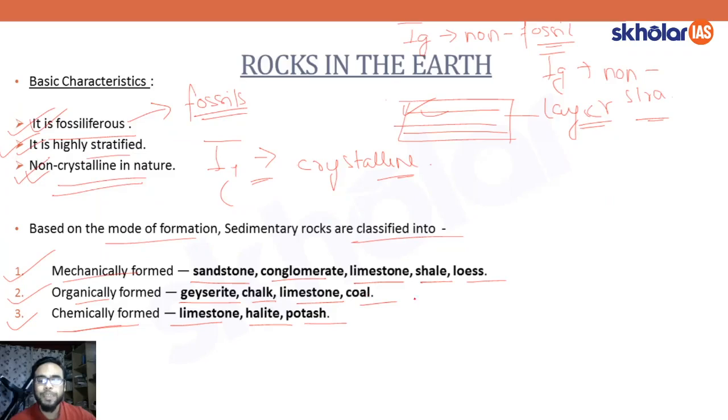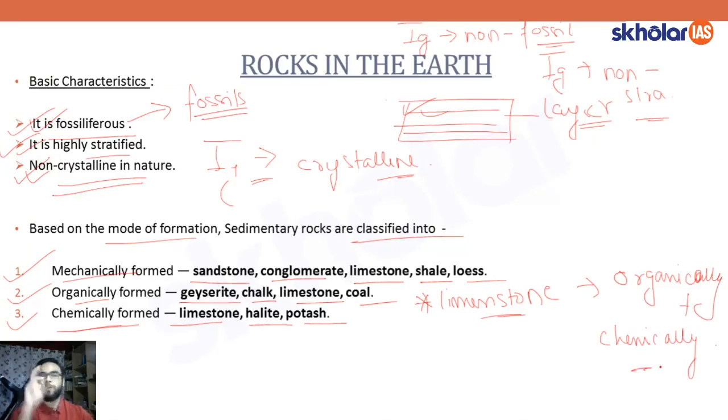So here what do we see? We see that the limestone, alright, the rock limestone can be formed both organically as well as chemically. Fine, understood till now? Fine. Now let us look at each one of these process individually.